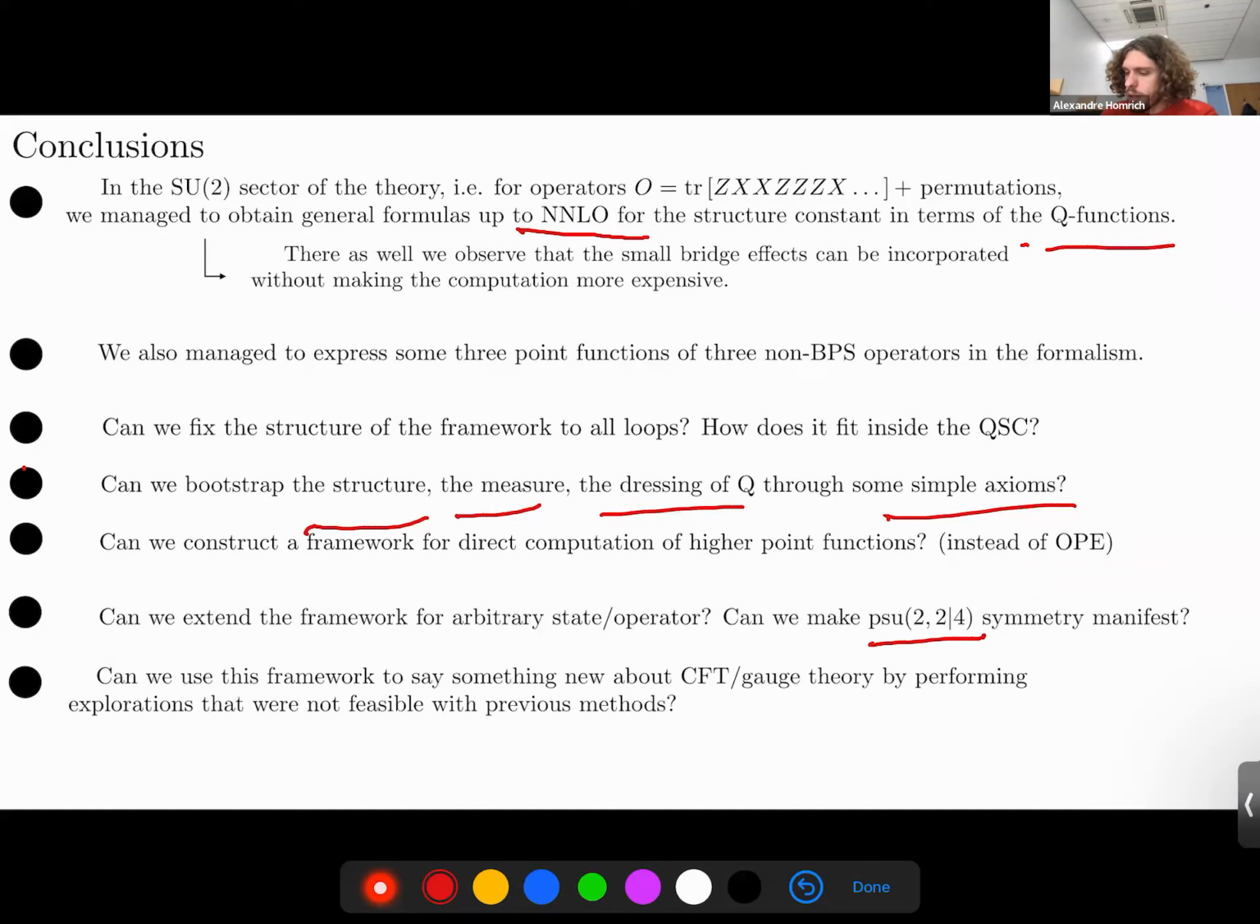So that's what I had to say for today. I have some extra slides on formulas for the SU2 sector if people have questions, but otherwise that's it.